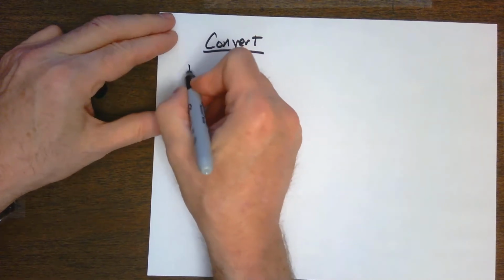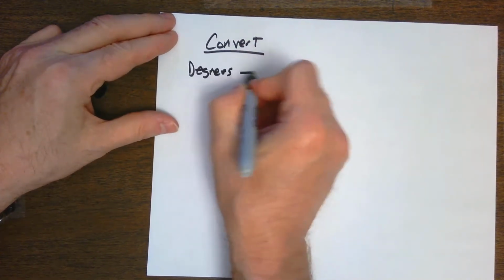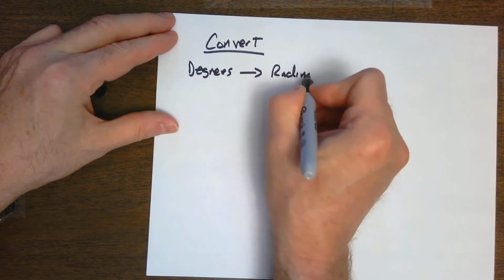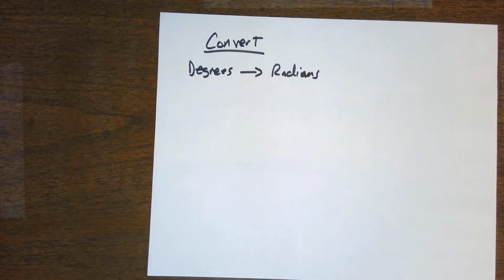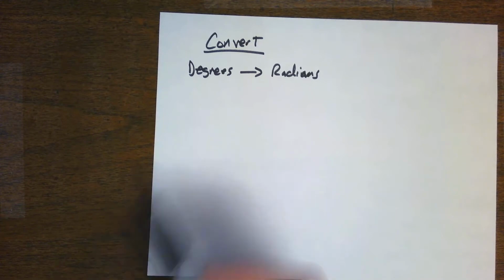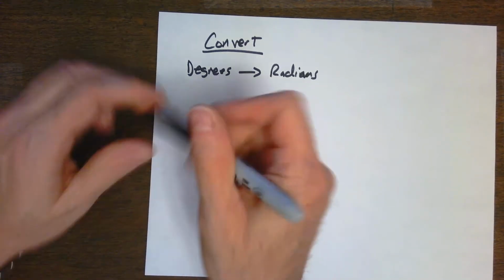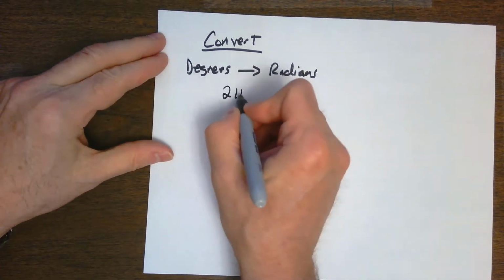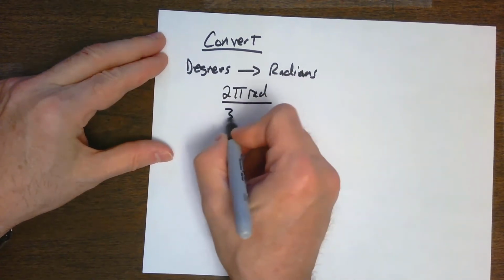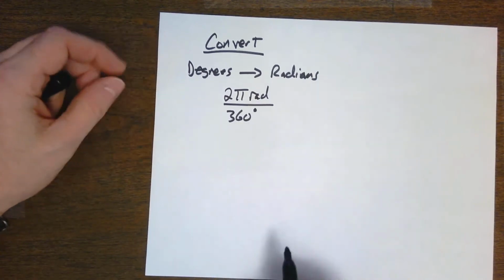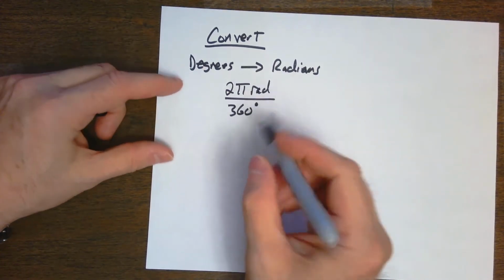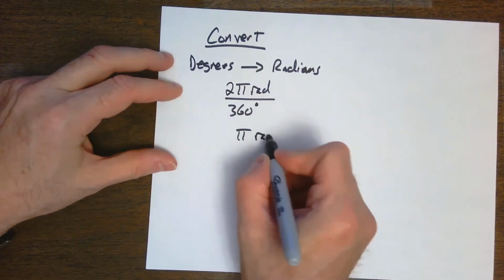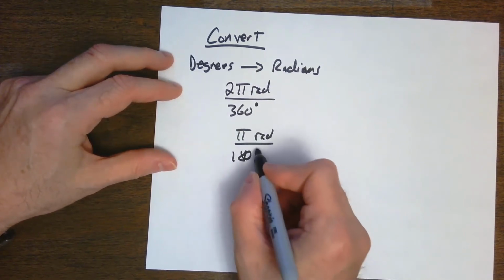All right, if we're going to convert from degrees to radians, well, I know that 360 degrees is 2 pi radians. So if I've got something in degrees, I can take whatever it is in degrees and multiply it by 2 pi radians over 360 degrees. And of course I can simplify my unit conversion here and just say pi radians over 180 degrees.